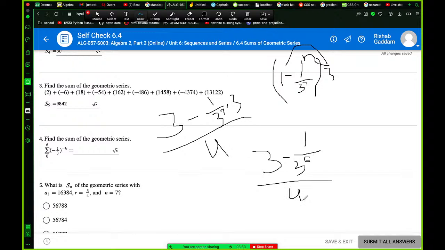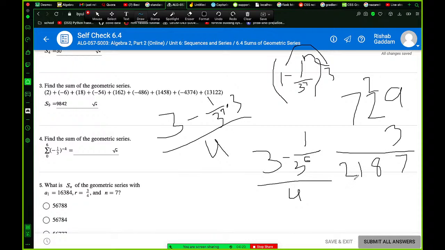So it's still 3 minus 1 over 3 to the power of 6. So then that would get me... wait, 1 sec. I think that would get you 2,186 over 729. Are you sure it's 86? I think it's 87.